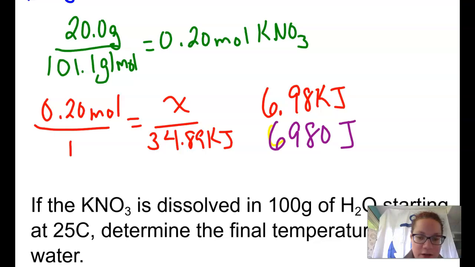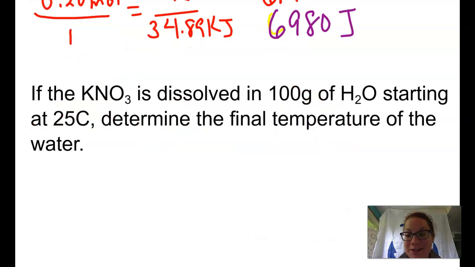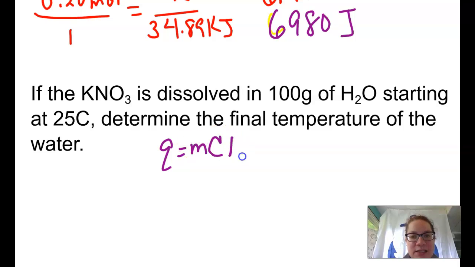All right, so we can keep going with this problem. How much fun is this, right? All right, so let's go all the way back to Unit 1 and think about if KNO3 is dissolved in 100 grams of water, starting at 25 degrees Celsius, determine the final temperature of the water. Well, how would we do this? What equation do we have that we can use to figure out the change in temperature when heat is added? You guys got it. You're so smart. It's Q equals MC delta T. And you notice it's talking about water, so we can use our 4.18 there.